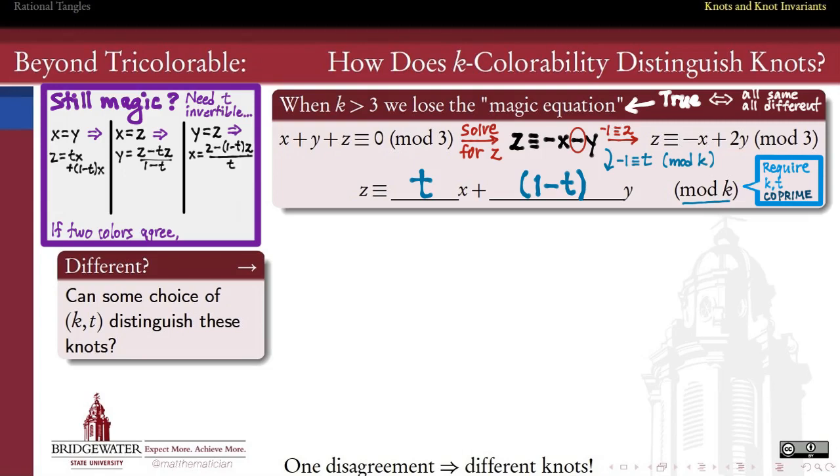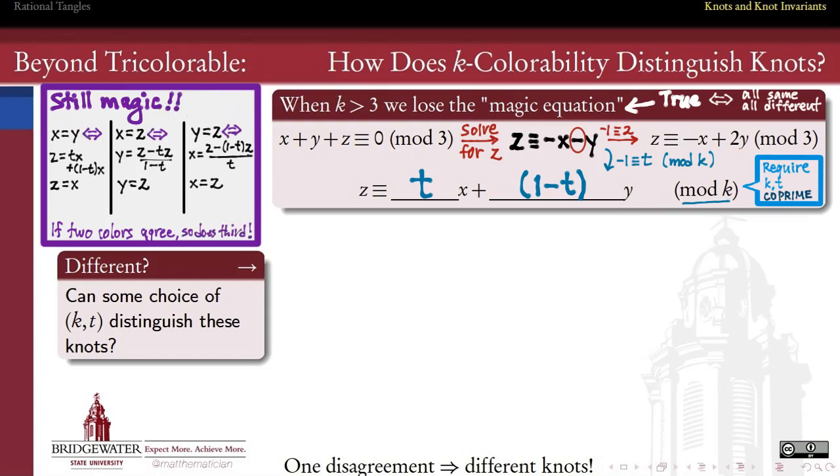And now all we have to do is the arithmetic to simplify out the right-hand sides of these equations and find out that when x is equal to y, z must be equal to x. And when x is equal to z, y must be equal to z. And when y is equal to z, x must be equal to z. And each of these computations is also reversible.